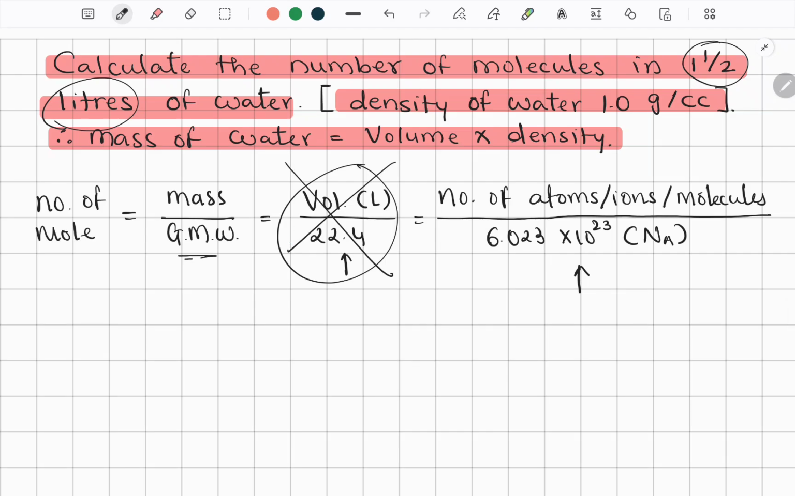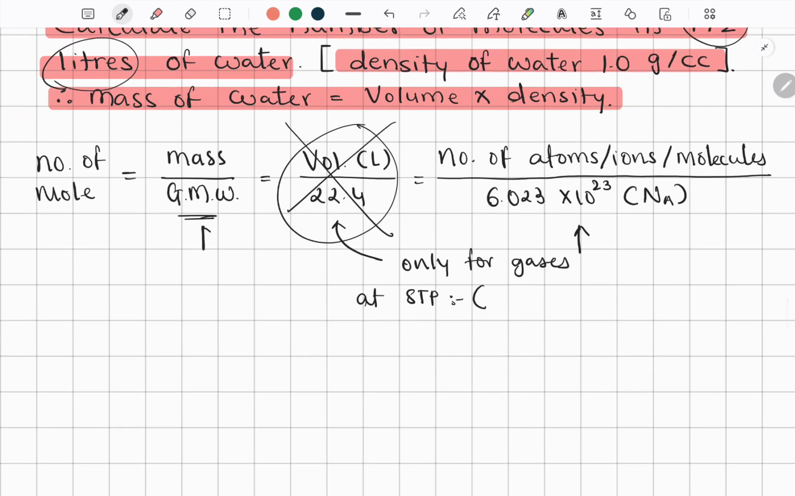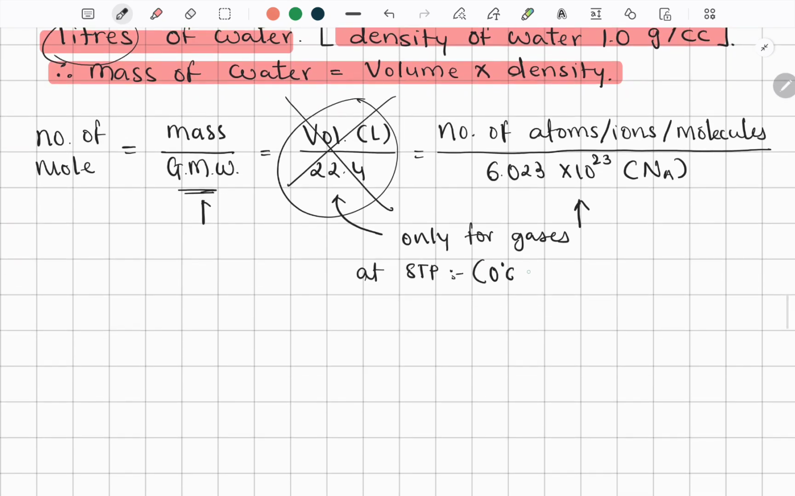Instead, what should we do? We should use the first formula. But sir, mass is not given. Okay, that's the point where the density formula comes into the picture. A very important point to be noted: this liter formula is only for gases at STP, standard temperature and pressure. What is standard temperature and pressure? 0 degree Celsius and 1 atmospheric pressure.